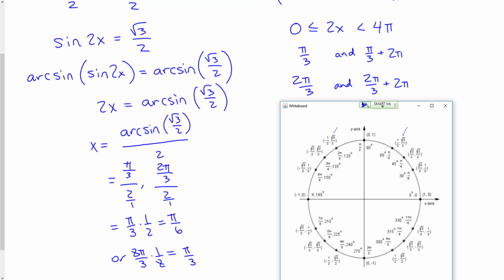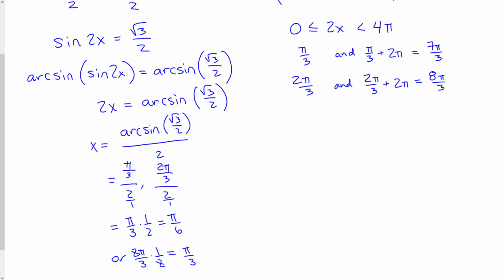So just another rotation. 2 pi is 6 pi over 3, so this would be 7 pi over 3. And 2 pi, again 6 pi over 3, plus 2 pi over 3 would be 8 pi over 3. So pi over 3 is just coterminal with 7 pi over 3, and 2 pi over 3 is just coterminal with 8 pi over 3. But since my interval for 2x is from 0 to 4 pi, I have to include those two angles as rotations.